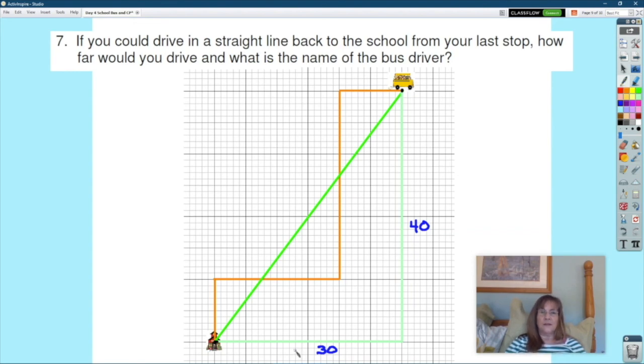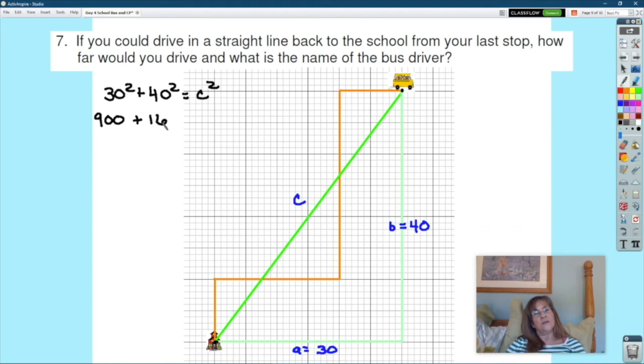So I'm going to let this equal leg A, I'll let this equal leg B, and what I'm looking for is the hypotenuse C. I'm going to write 30 squared plus 40 squared equals the hypotenuse squared, or C squared. 30 squared is 900 plus 40 squared is 1600, and that equals C squared. When I add these together, I get 2500 equals C squared. I want to know what C is, so I'm going to take the square root of both sides. We want the square root of C squared to undo it. So whatever we do to one side, we have to do the other.